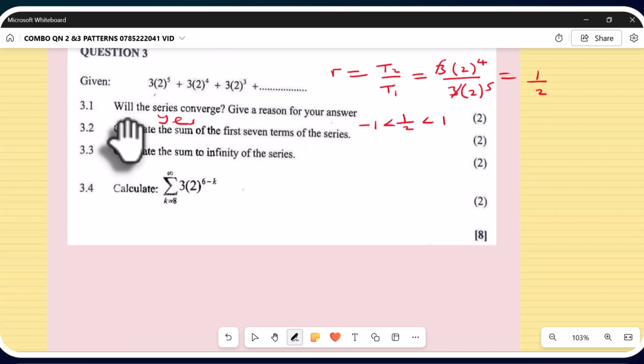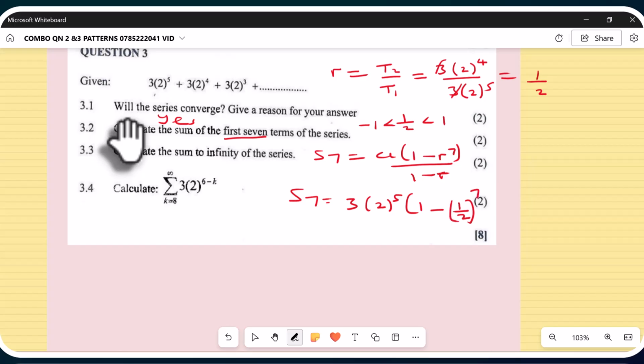Our sum to infinity is given by the summation, are we together, from k equals 1 for the first 7 terms, up to 7 altogether, of this Tn here, that is of 3 by 2 to the power of 6 minus k. Are we together? 6 minus k.